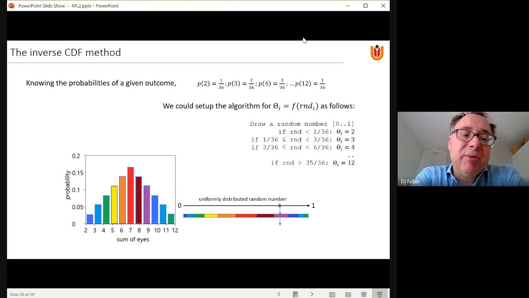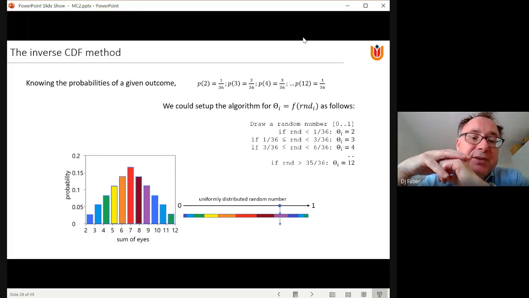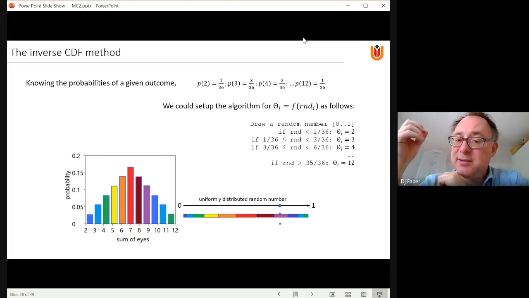So if we know the probabilities of a given outcome, we knew that there were 36 possible ways of getting to an answer. We know also that there is only one possible way of throwing 2, and also for throwing 12. We can calculate the probability of each outcome. So the probability of the sum of i's being 2 is 1 over 36. The probability of the sum of i's being 12 is also 1 over 36.